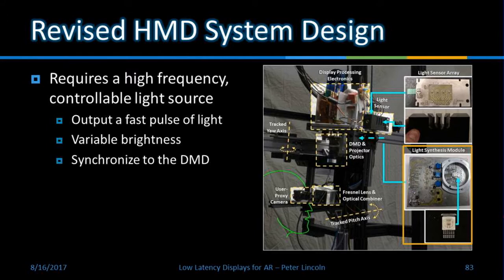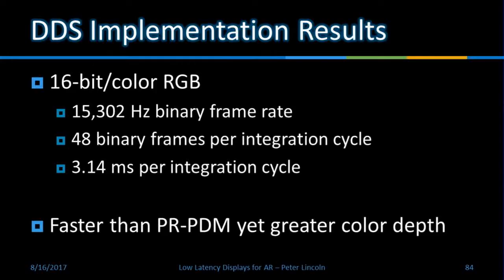Now, because we're starting to mess with the illuminator, implementing direct digital synthesis required a few hardware changes. We needed that high-frequency controllable light source. So a very fast pulse of light, variable brightness, and synchronized to the DMD. We were able to get some good results with it. More specifically, for 16-bit RGB, we were able to achieve a fifth.